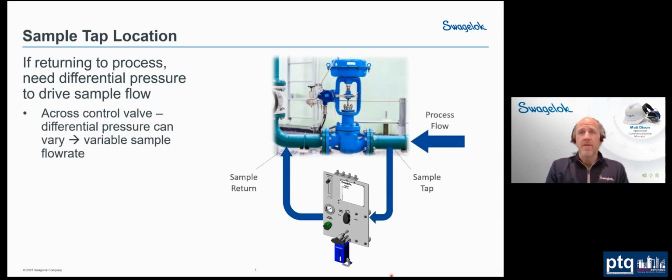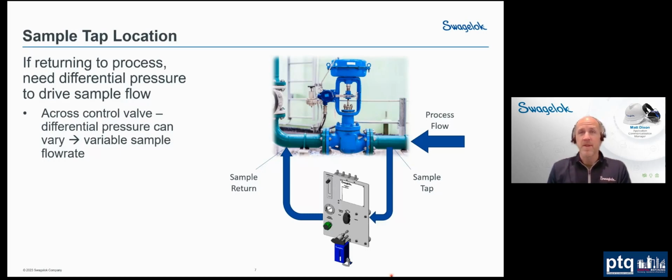Now, with a control valve, of course, it can be open or closed by a certain amount, and that's going to cause some sort of a differential pressure across that control valve. So we can use that differential pressure to drive the flow from the pipe to our sampler and then back into the process. So that's a really common way of doing it.